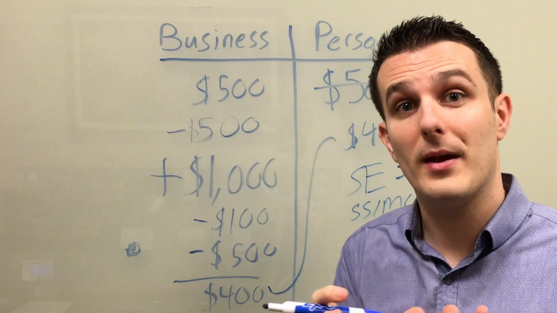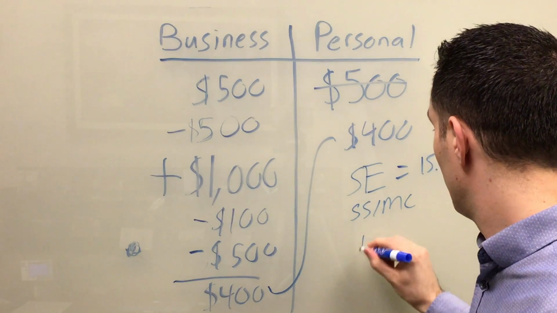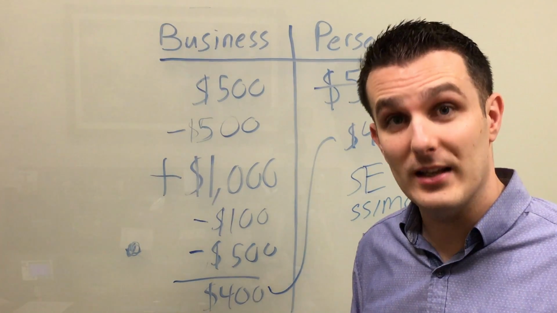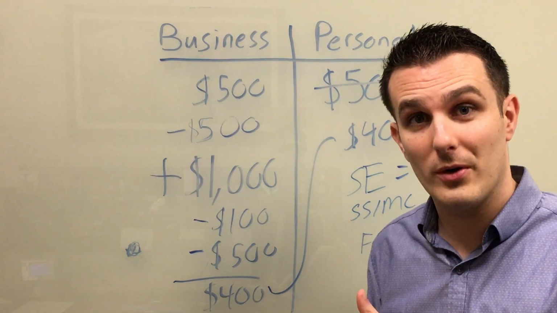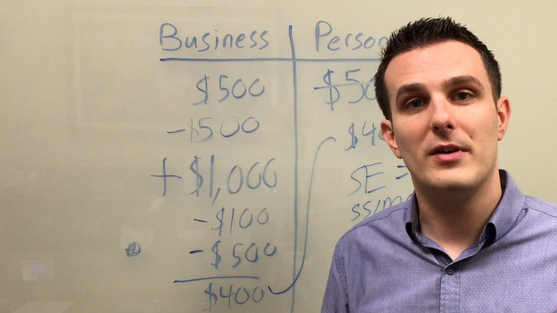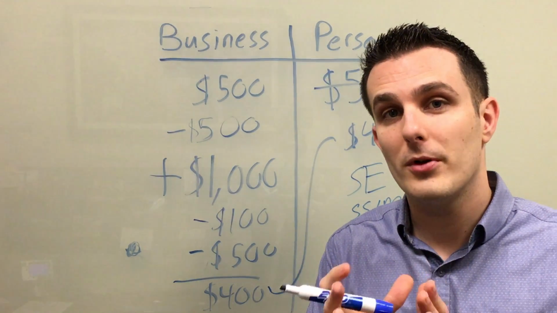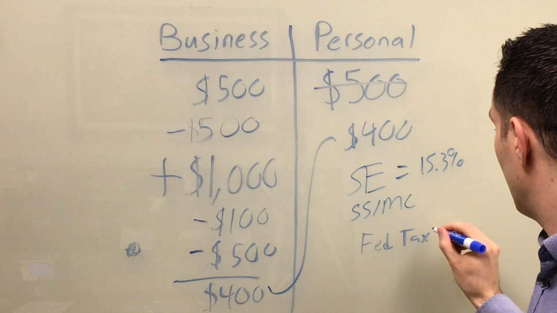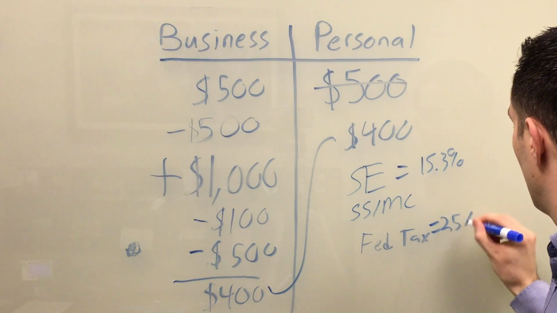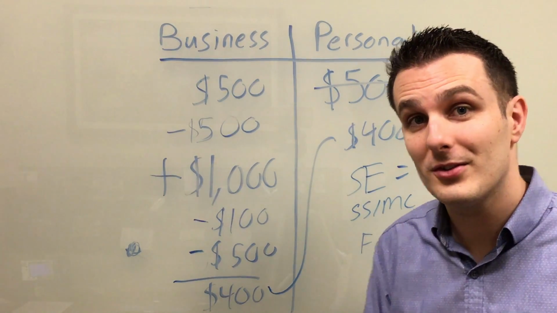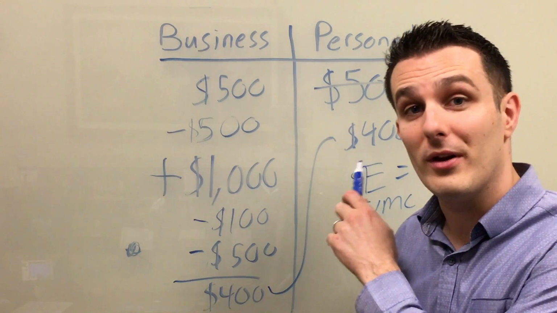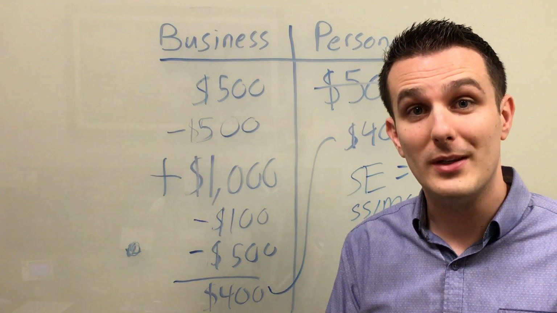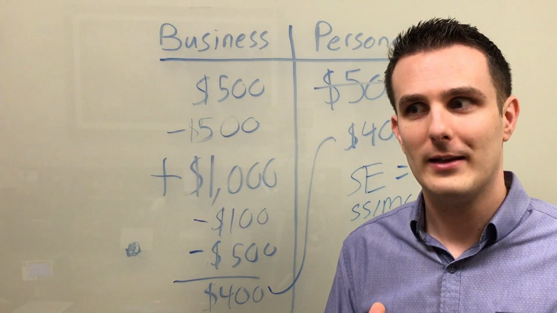On top of that, you have to pay your normal federal tax rate. So you've got, I'm going to say, federal taxes. If you have state income taxes, they would go here as well. Let's say that you earn about $50,000 a year. That would put you in the 25% tax bracket. So you probably need to set aside at least 25% of your earnings for federal taxes, and you need to set aside 15.3% for your Social Security and Medicare. Yes, being a small business owner is very tax heavy.